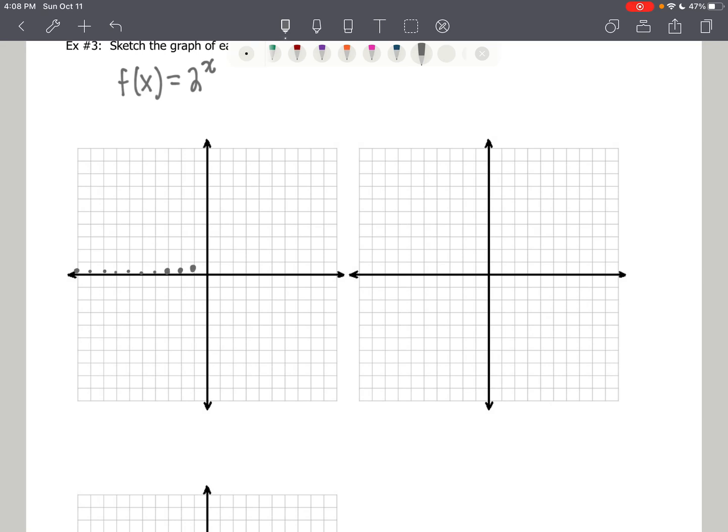If I put a 0 in, 2 to the 0 power is 1. If I put a 1 in, I get a 2 out. If I put a 2 in, I get a 4 out. And if I put a 3 in, I get an 8 out.